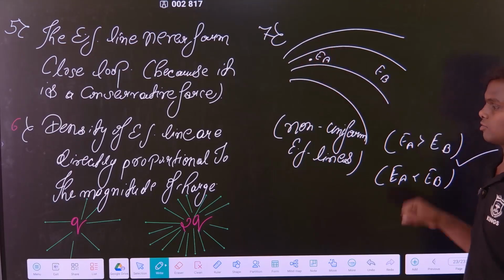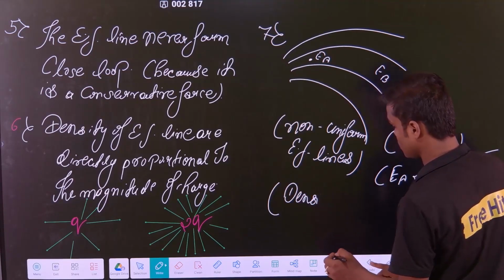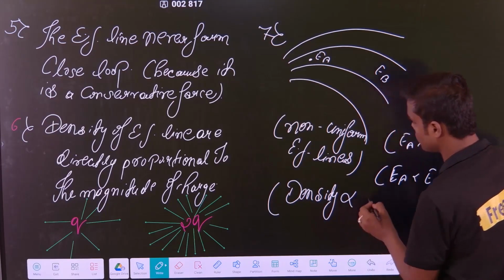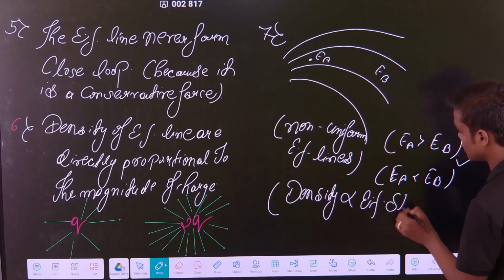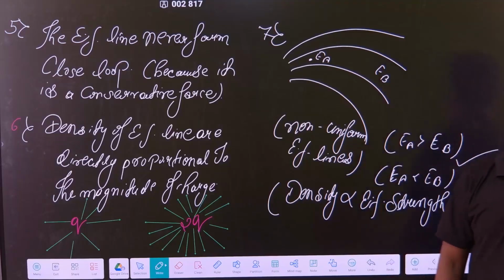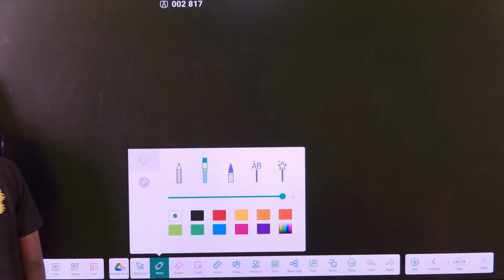Clear? So here I can say density is directly proportional to electric field strength. More is the density, more will be the electric field strength. Any doubt? Clear? Okay.